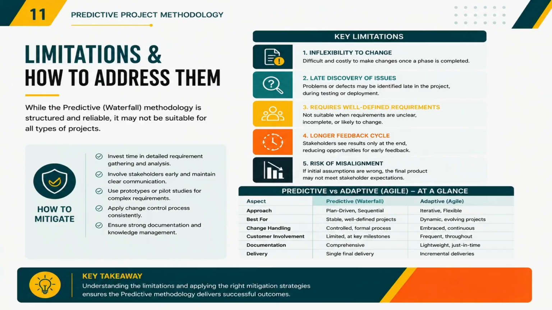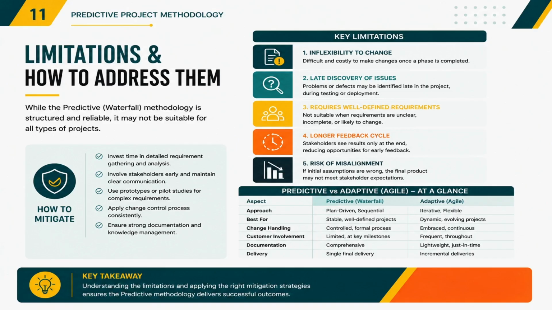Now let's come to the limitations and how to address them. Although predictive methodology has many strengths, it also has some limitations. One of the challenges is inflexibility. Making changes later in the project can be difficult and also costly. Another limitation to understand is the late discovery of issues. Since testing and feedback often happen later, some problems may only become visible near the end.